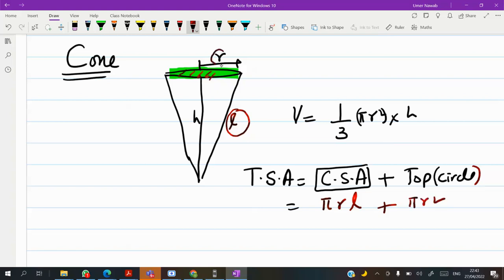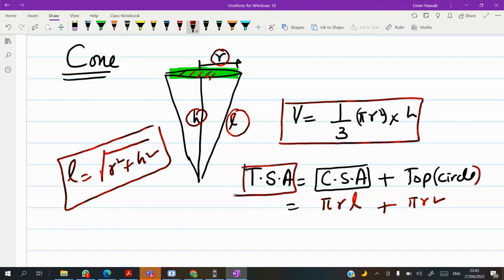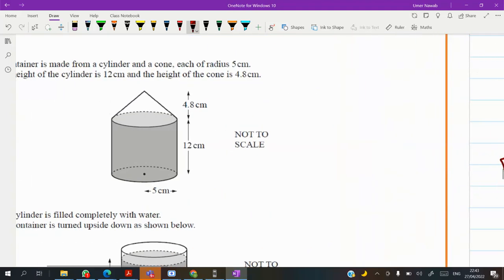Now the relationship between r, h, and L, you can easily see the slant length is equal to the square root of radius squared plus height squared, which is the Pythagoras theorem. So height is discussed, the volume is discussed, and the total surface area of the cone is discussed.